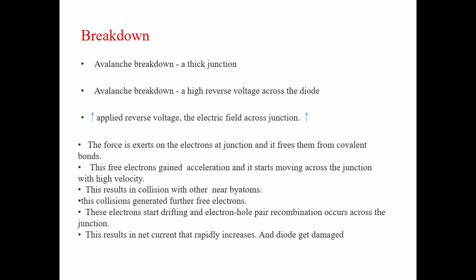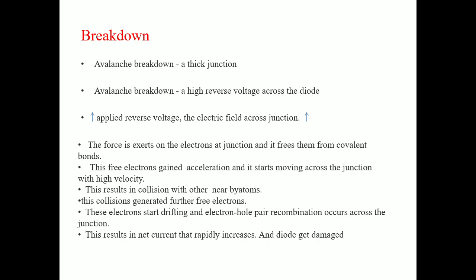So always operate the diode under the forward bias condition. That is why it is called a two-terminal unidirectional semiconductor device. The PN junction allows current only in the forward direction, not in the reverse direction.